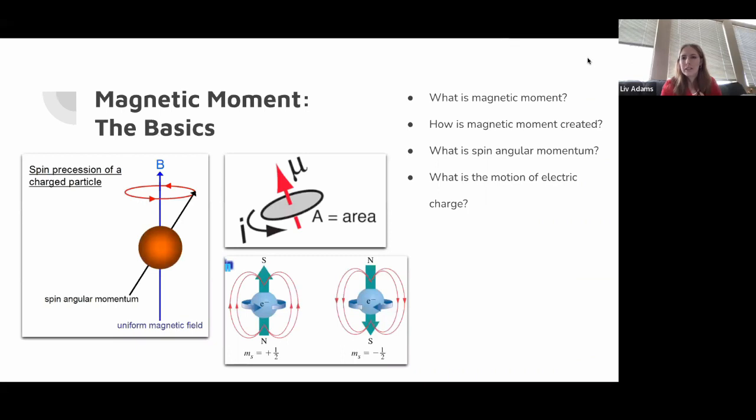So now I'm going to touch on the basics of magnetic moment, which should be a review for most of the people here. But what is magnetic moment? Well, magnetic moment, also known as the magnetic dipole moment, is something that can be defined as the maximum torque experienced by a particle when placed in an external magnetic field. We also know that the magnetic moment is in fact a vector.